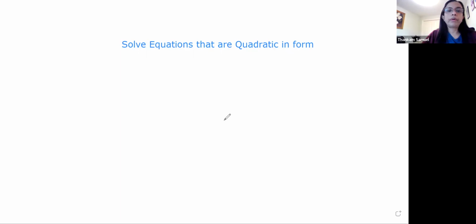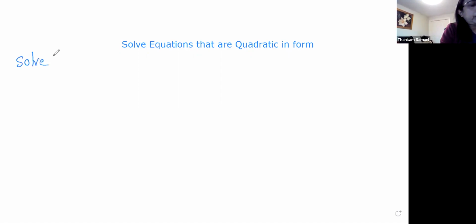Hello, today we are going to solve equations that are quadratic in form. So let's consider an example. Solve 2 times x^(2/3) minus 5 times x^(1/3) plus 2 equals 0.